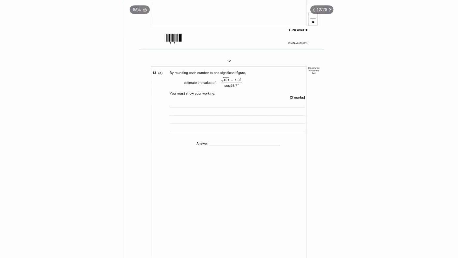Moving on to question 13. By rounding each number to one significant figure, estimate the value of root 401 plus 1.9 cubed over cos 58.7. So, I'm actually going to write this below because it's going to be a little bit easier. So if we rewrite this to one significant figure, 401 is going to become 400, 1.9 is going to become 2, and cosine of 58.7 is going to become cos of 60.